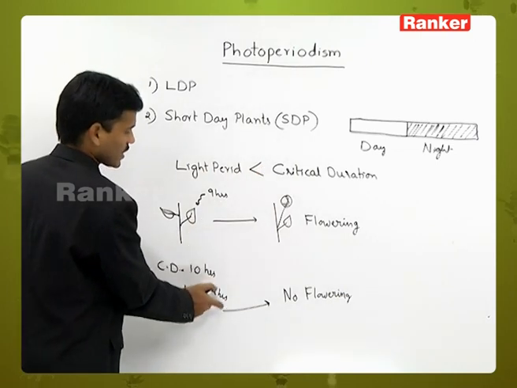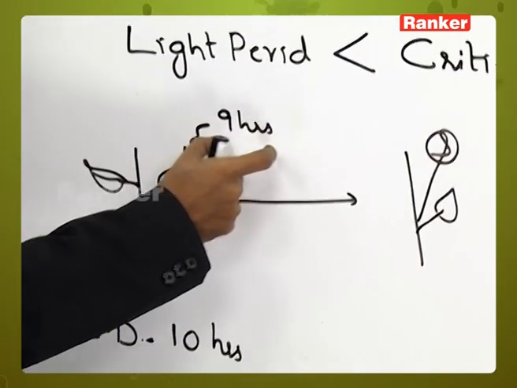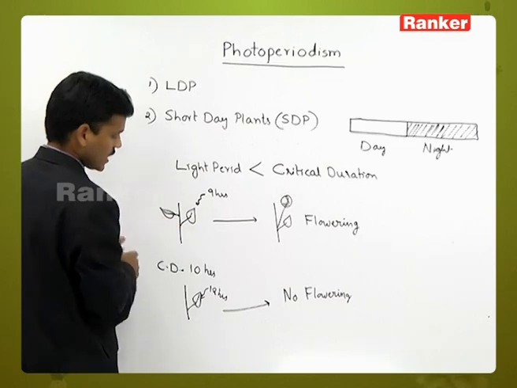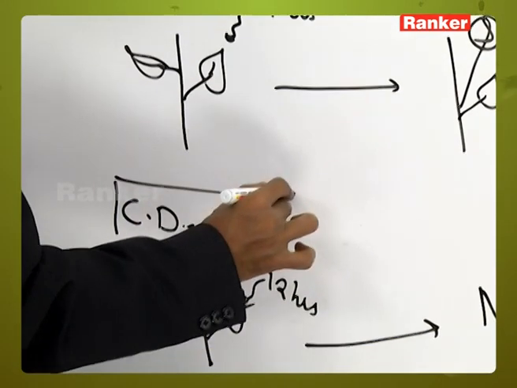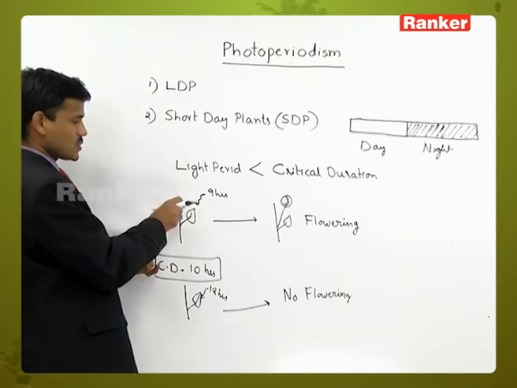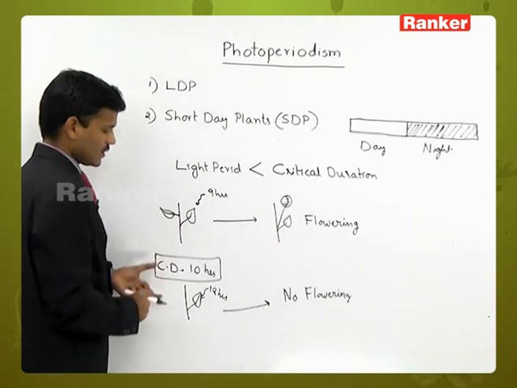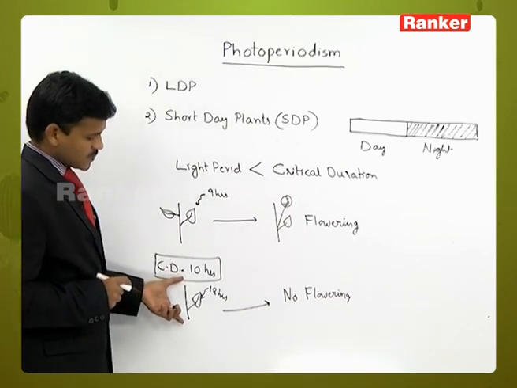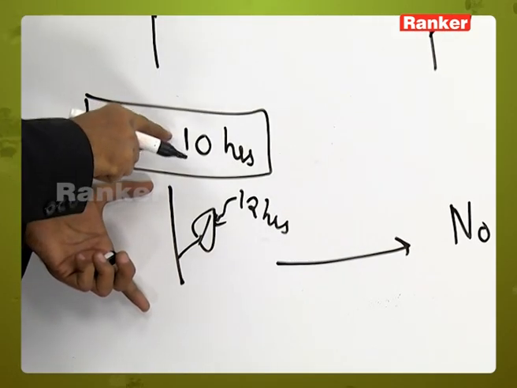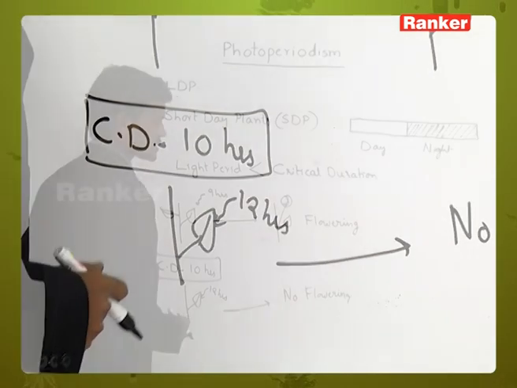no flowering occurs. So here this plant is exposed to light for 9 hours, which is less than the critical duration. The critical duration for this species is 10 hours, but it is exposed for 9 hours, so the flowering is initiated. And another plant of the same species is exposed to 12 hours of light, more than the critical duration. When it is exposed to 12 hours of light, no flowering occurs.